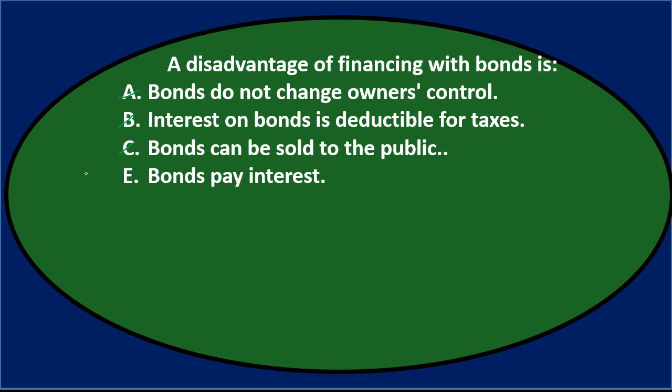And notice that E is linked to B because B says we get to deduct the interest we pay, which is nice. But we still don't like paying the interest. Whereas if you compare it to something else like financing through stocks, then we don't have to pay interest, which is nice. However, we give up control, some ownership in the business to the stockholders. So answer is going to be E.